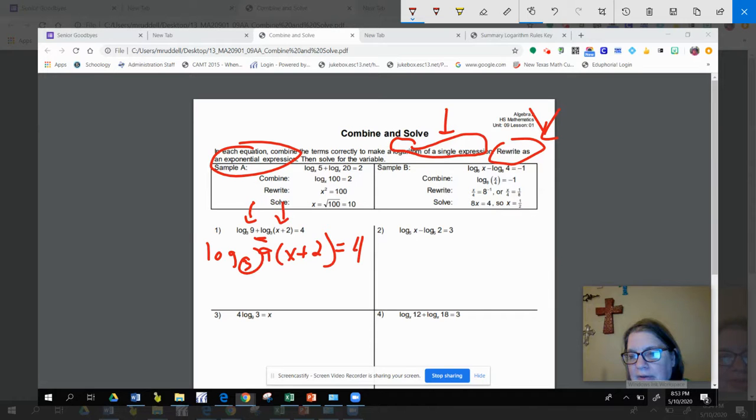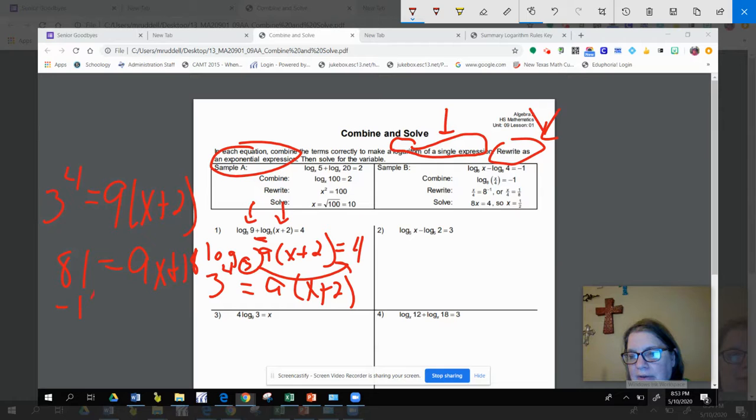So remember the base is 3. Make your circle: 3 raised to the 4th power equals 9 times x plus 2. So what did we end up with? We had 3 raised to the 4th power equals 9 times x plus 2. All right, 3 to the 4th power is 81. Distribute, and you have 9x plus 18.